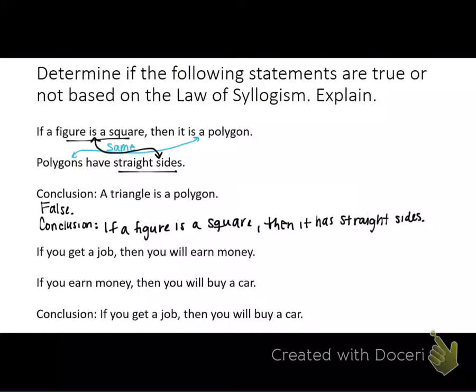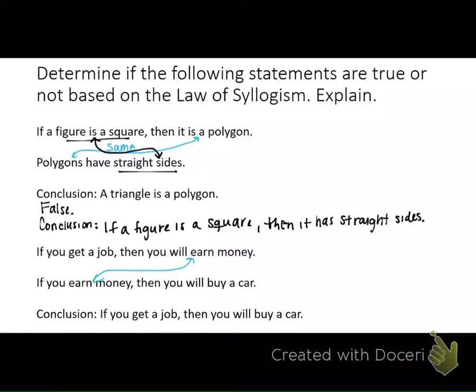Next one there says if you get a job, you will earn money. If you earn money, then you will buy a car. So notice again that these two pieces are the same. So is the conclusion if you get a job, then you will buy a car? Is that valid based on the law of syllogisms?